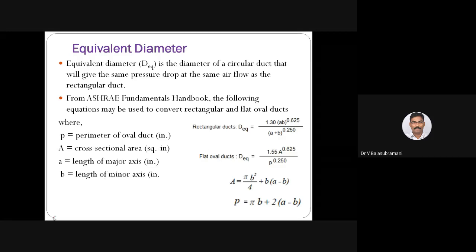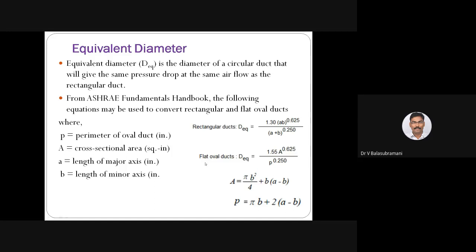Here you can see the equation: D_eq equals 1.3 times (AB) to the power 0.625 divided by (A plus B) to the power 0.250. You don't need to worry about how these equations were derived; they are available in the ASHRAE Fundamentals Handbook. For a flat oval duct, D_eq equals 1.55 times A to the power 0.625 divided by P to the power 0.250. In the rectangular equation, A is the length of the major axis and B is the length of the minor axis.